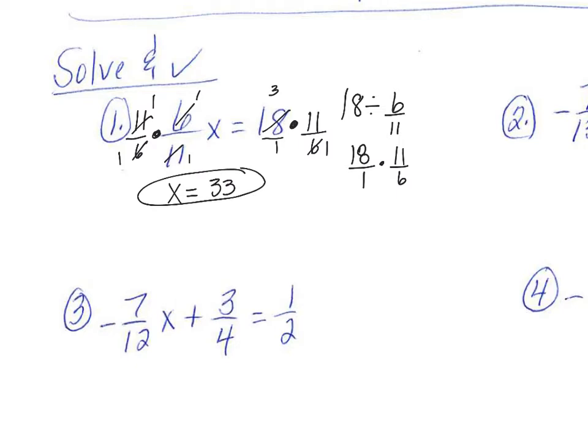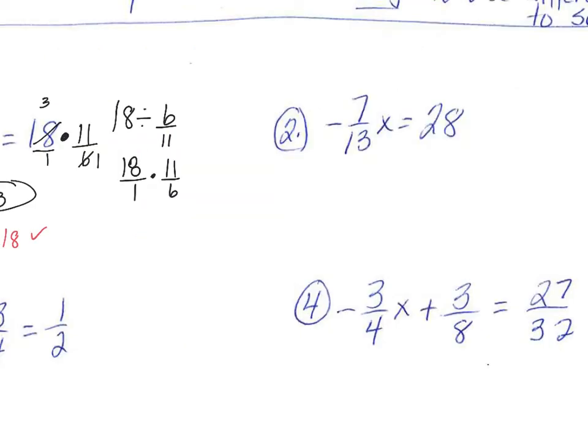Okay. We're going to check. We take 6 over 11 times 33. That 33 is rational, which means it can be written as a fraction, right? 33 over 1. I want that to be equal to 18. Well, 11 will cancel. It goes into 33 3 times. 3 times 6 is, does it check? Yeah.